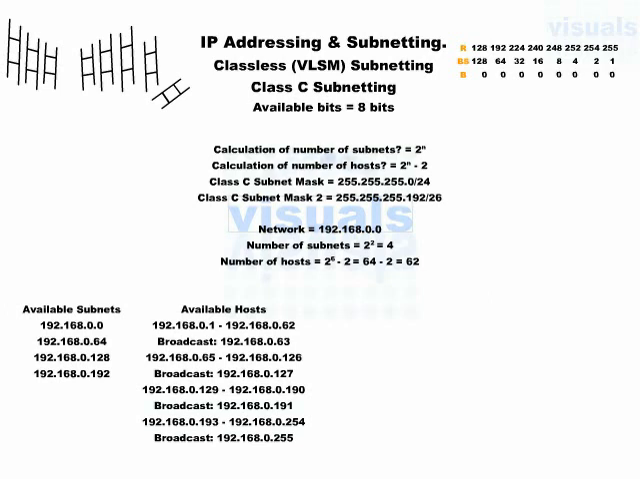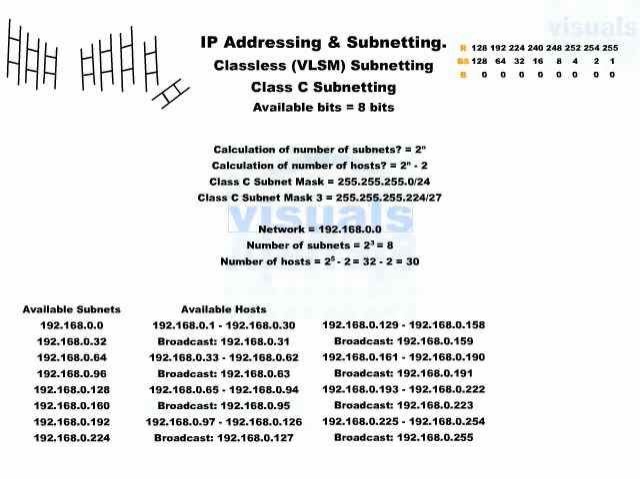Now let's move to another example of class C subnetting. For this example, same process, calculation of number of hosts, we're going to use the same formula. We are playing with class C subnet mask from bits 25 to 32, and this is our third example of class C subnet mask. But this time I'm going to apply 3 bits for subnets and the remaining 5 bits for hosts.